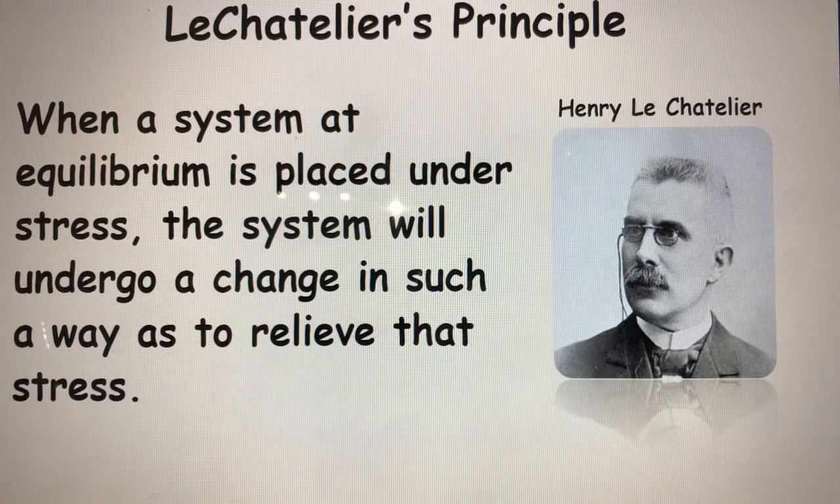Le Chatelier's principle states when a system at equilibrium is placed under stress, the system will undergo a change in such a way as to relieve that stress. So if you have a reversible reaction that is in equilibrium, and something happens, let's say you add more reactants, you remove product, you change the temperature, or you increase or decrease the pressure, you're putting the system under what's called stress. And as you do this, it can throw it out of equilibrium. So something is going to take place in order to try to bring it back into equilibrium.